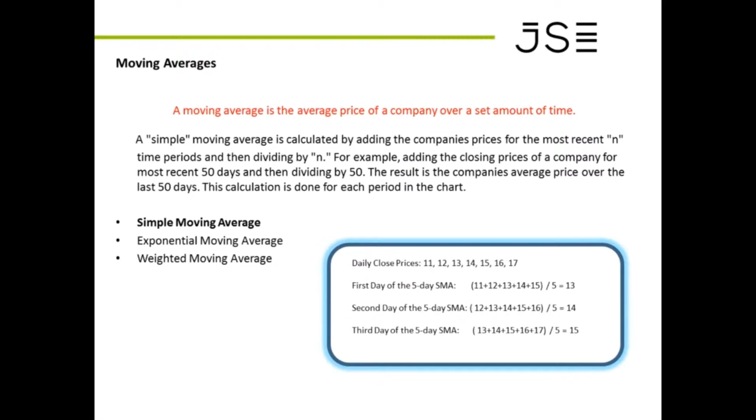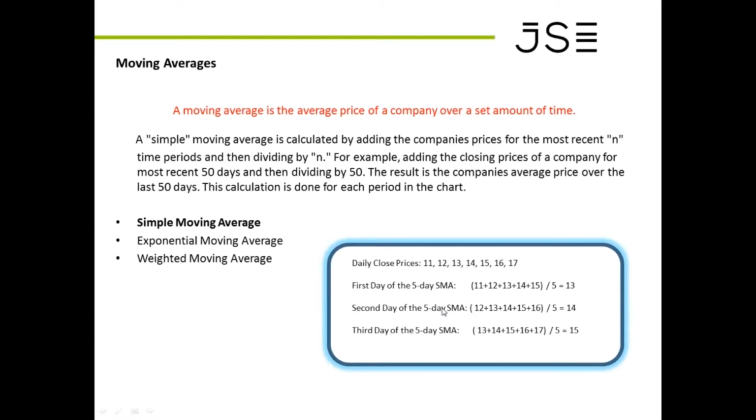For example, adding the closing price of a company for the most recent 50 days and then dividing it by 50. The result is the company's average price over the last 50 days, and this calculation is done for each period in the chart. So every day you go and calculate the last 50 days. And then tomorrow you go and calculate the last 50 days. When you do this every day, the next day you'll be dropping off the furthest day from the current one, because you've got the next day.